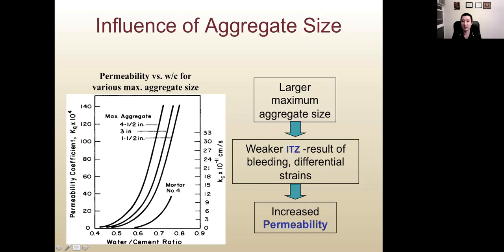The reason for that is if we increase the size of aggregate, the ITZ will be weaker because the chance of bleeding, which is water trapped behind or below the aggregate, will be higher. Also, the differential strain around the ITZ will be higher. So we have a weaker ITZ. That will increase the permeability of concrete.